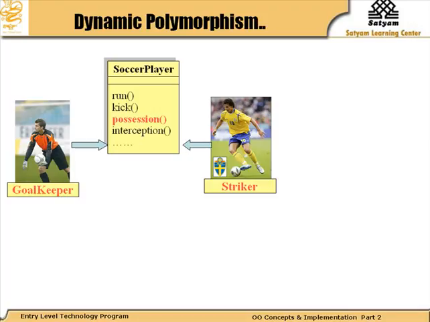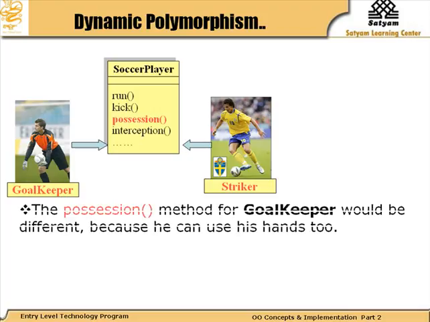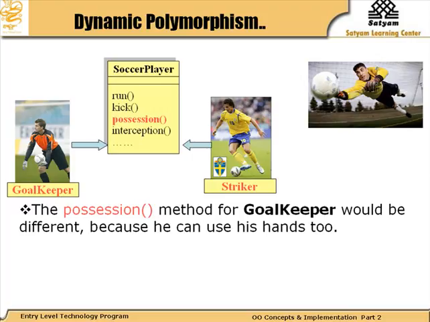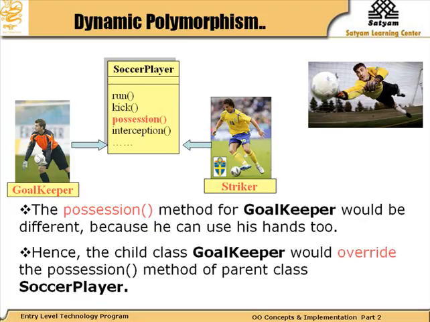Consider a soccer game. The way the position of the ball is taken differs from player to player, such as goalkeeper and striker. This implies that the position method of goalkeeper would be different because he can use his hands too. Hence, the child class goalkeeper would override the position method of the parent class soccer player.